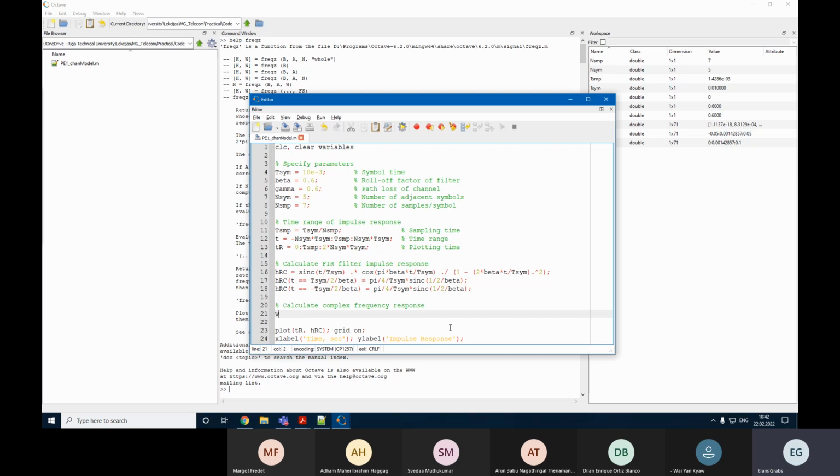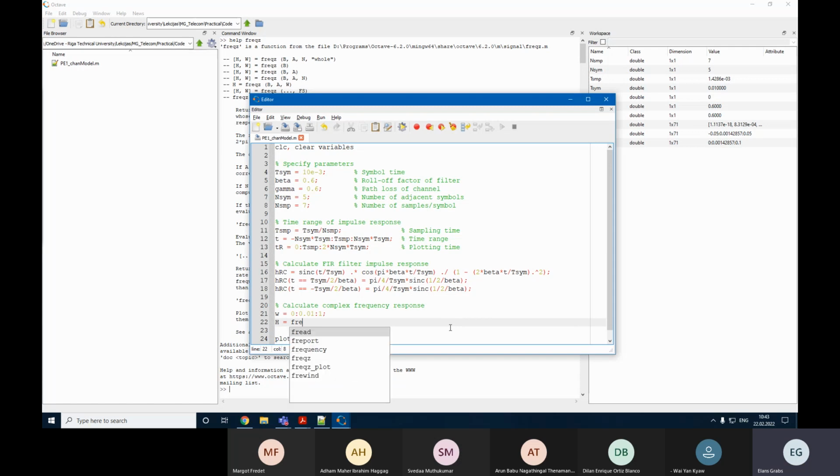For that to happen, we need to know the frequency range from 0 to, with a step of 100 parts, to Nyquist frequency, which is half of the sampling frequency. In normalized form, it is 1. Yes. And here we calculate it as freqz.